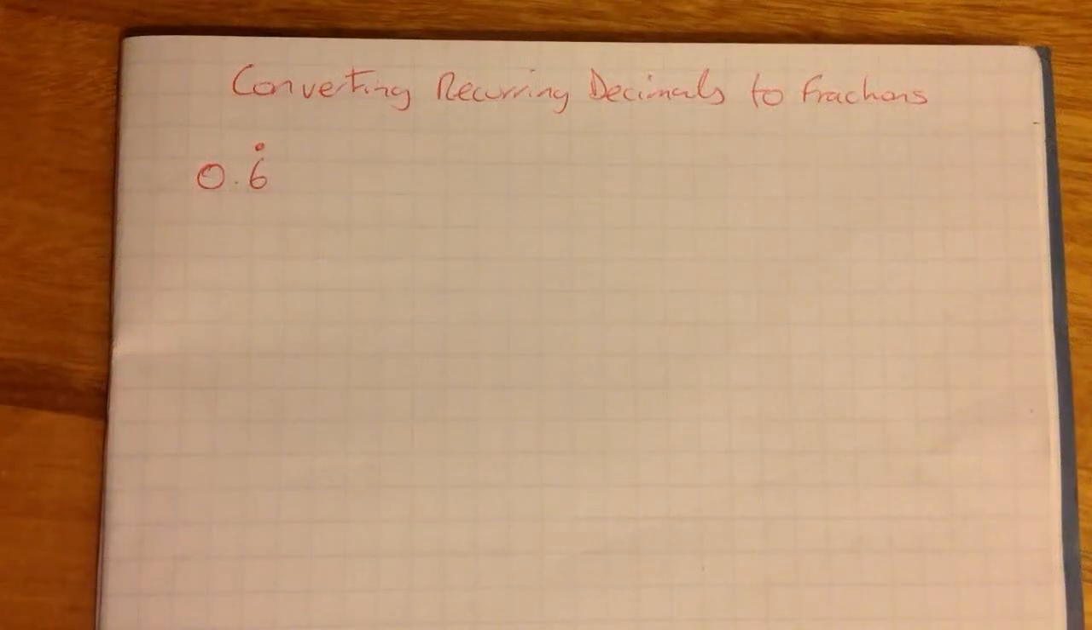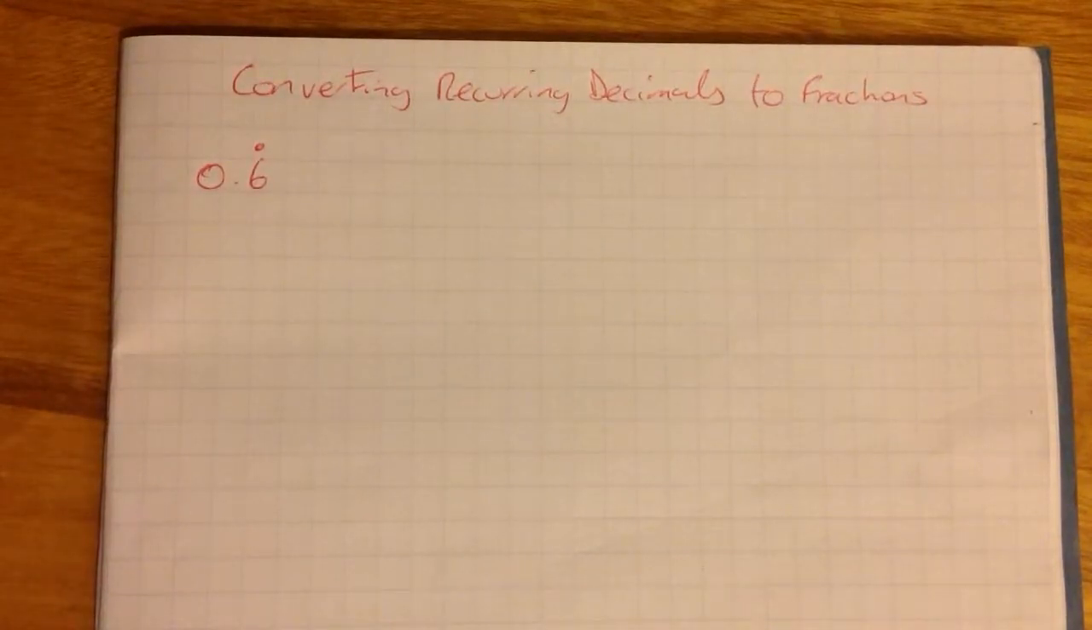Okay, so we're going to do a little bit of converting recurring decimals into fractions. I'm going to start with a really nice simple example. That's 0.6 recurring. I think we probably all know what 0.6 recurring is, so let's give it a go.